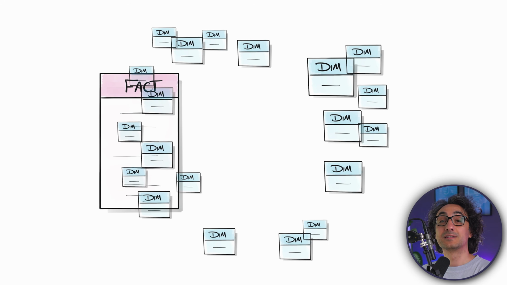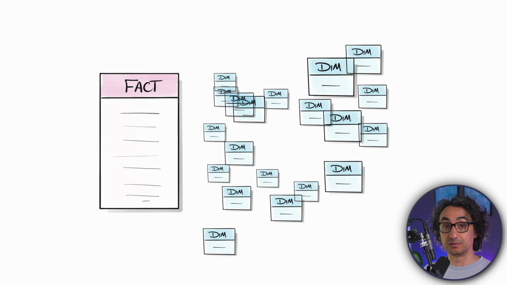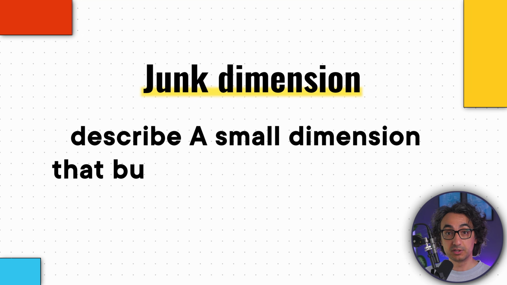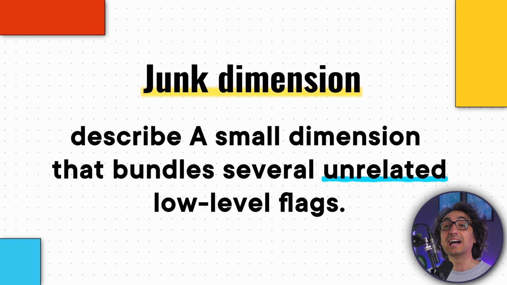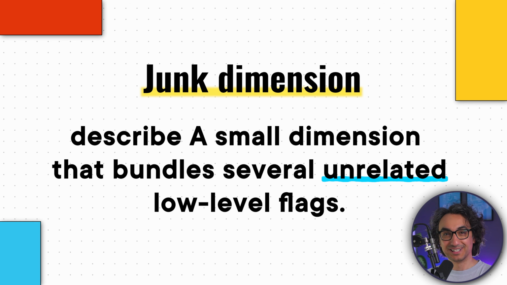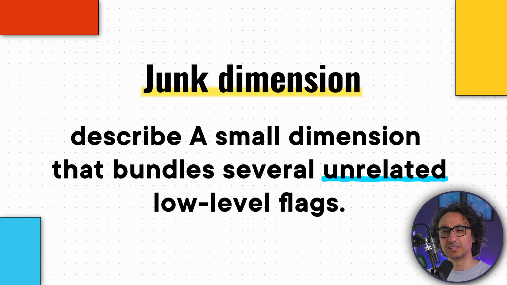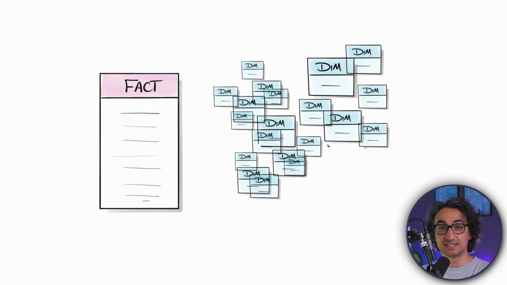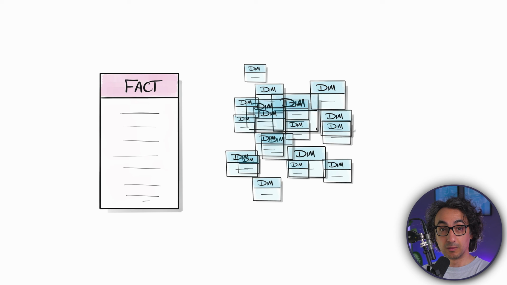Well, the solution for this is something called a junk dimension. A junk dimension is a small dimension that bundles several unrelated low-level flags. So all those junk or garbage columns that are not related to each other and take space inside the facts, we're going to bundle them into a junk table, a junk dimension.